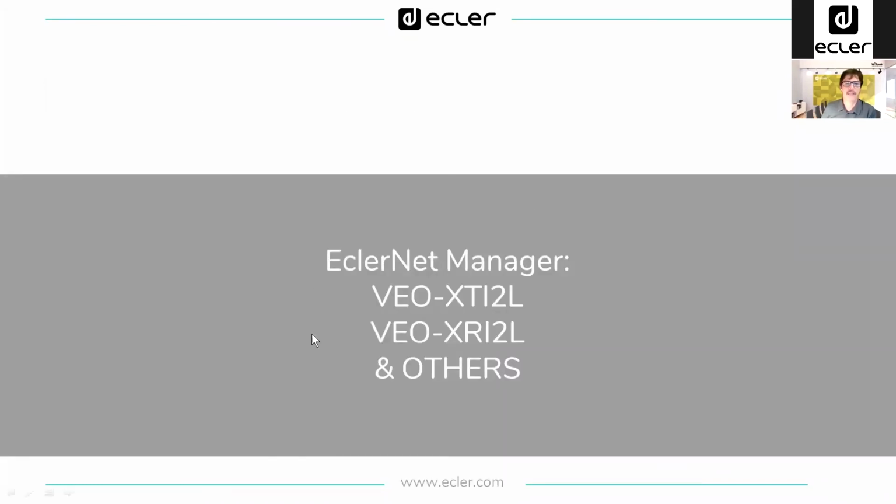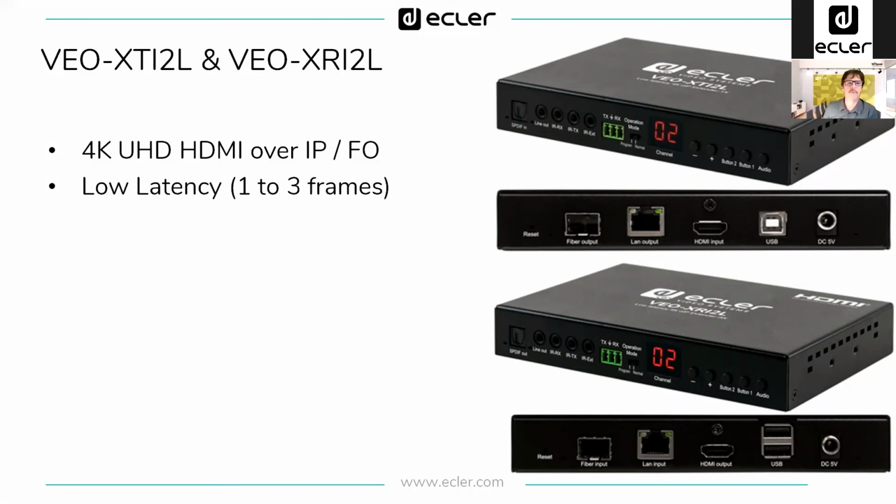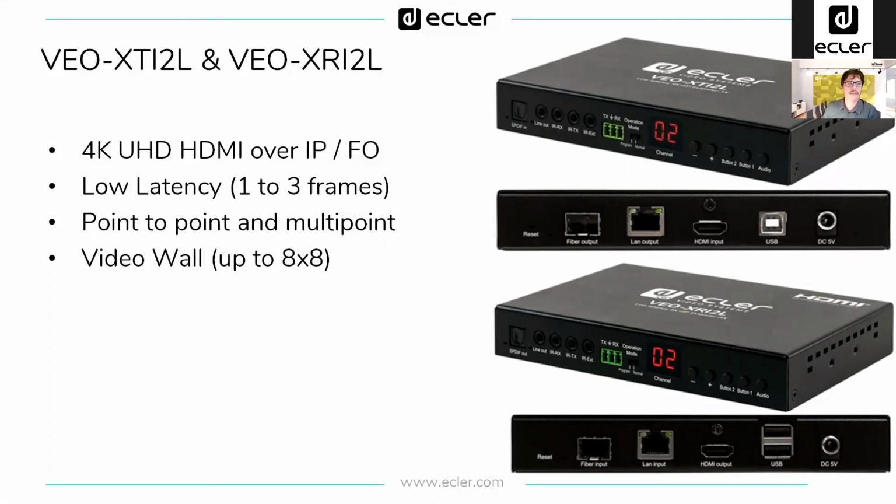Okay, so let's move on and let's go for EclerNet Manager, the VEO devices. These are video over IP. This has not been in this version, but I think the two previous versions included the VEO devices. It's a video over IP extender. 4K, low latency. The 2L is low latency. We have another model, which is the 1C, which is not native in EclerNet Manager, which has more latency. It's point-to-point and multi-point technology. We can create video walls with this one up to 8x8 monitors.